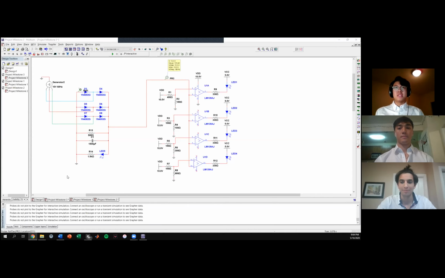The simulation project consists of three parts: the AC generator, the rectifier, and the comparator. So now we'll be talking about each part individually.